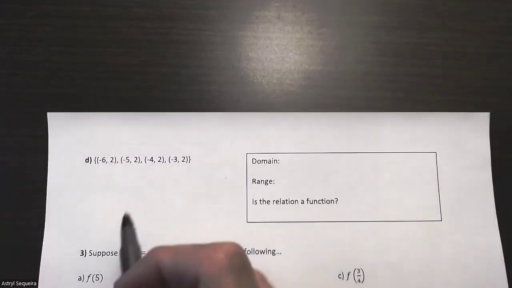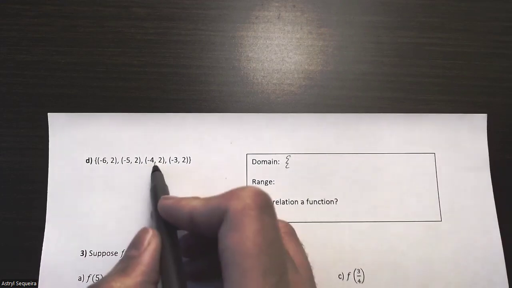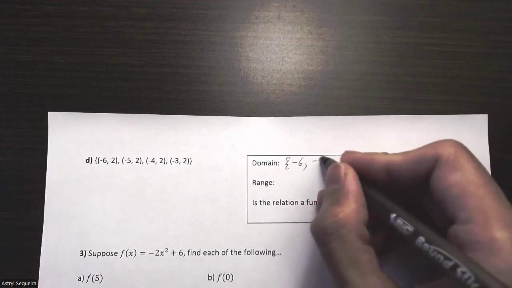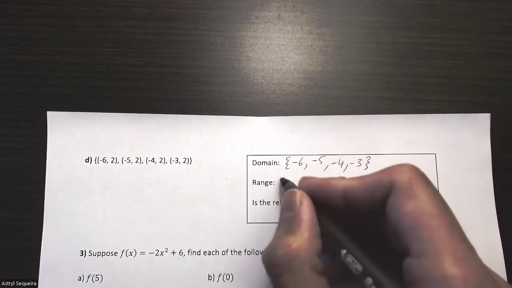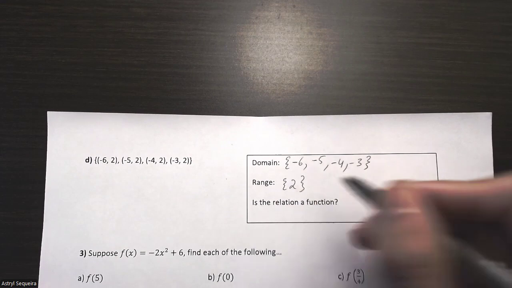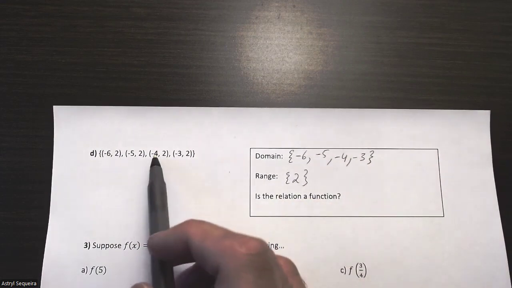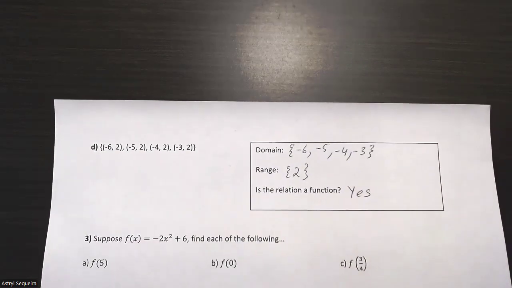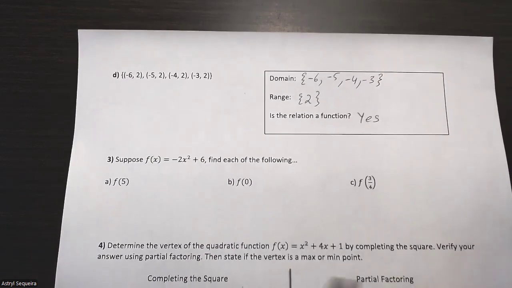Part D, we have individual points over here. So my domain is just the x values. I won't write x as an element of the reals because it's individual points. So -6, -5, -4, -3. My range is just my y values, which is just 2. Do not repeat any values. And is this relation a function? All the x values are unique. So yes, it is a function. If I had repeating x values, it would not be a function.